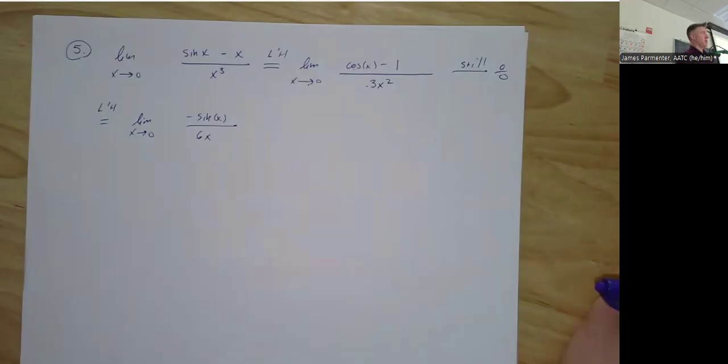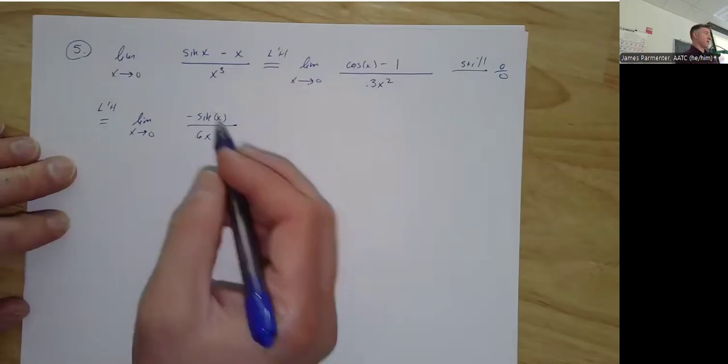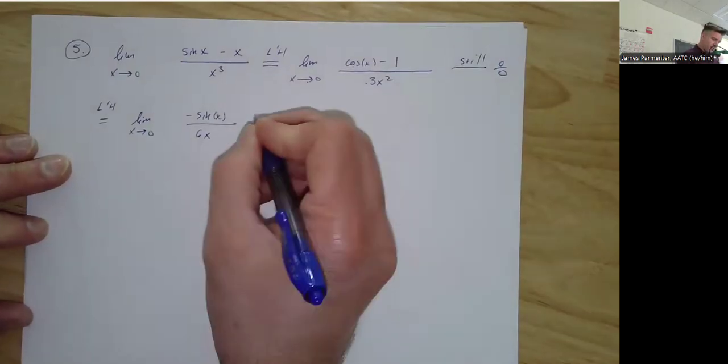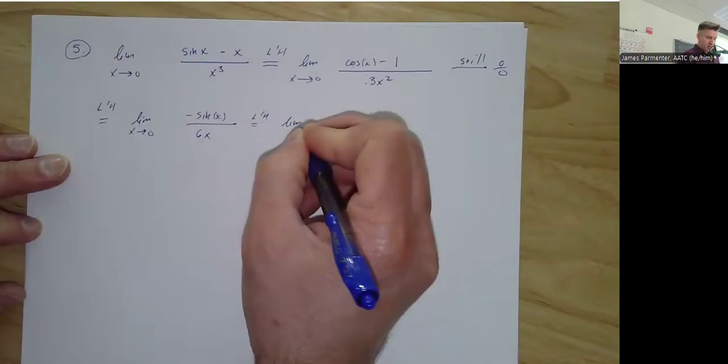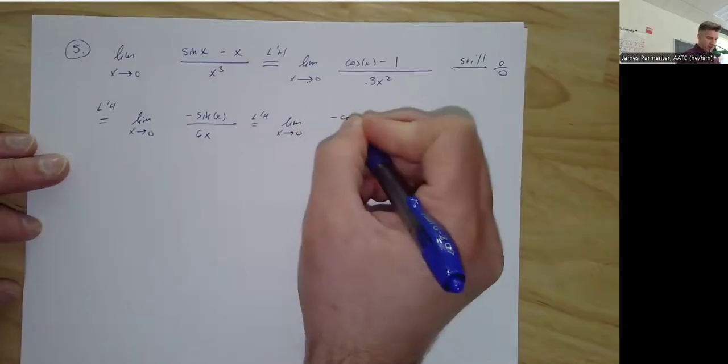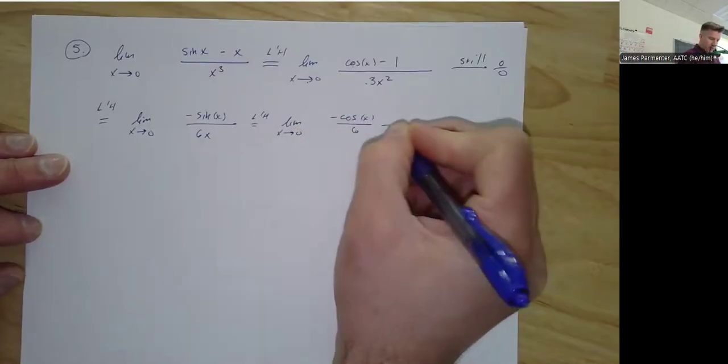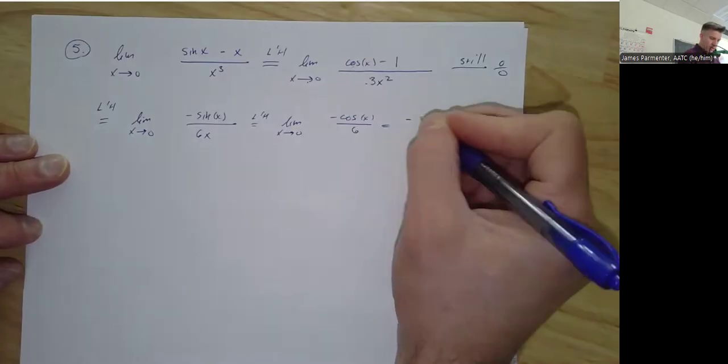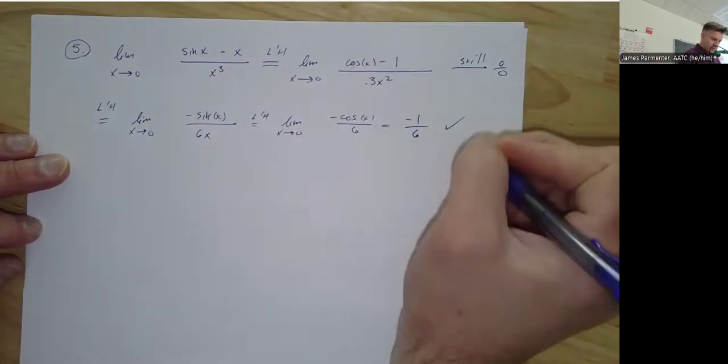At this point, you probably could just say the answer is negative 1/6 because you know that the sine x over x part has a limit that's 1. But if you've already used L'Hopital's rule twice, you might as well just do it again. And you get negative cosine of x divided by 6, and then you plug in the 0, and you get negative cosine of 0 over 6.